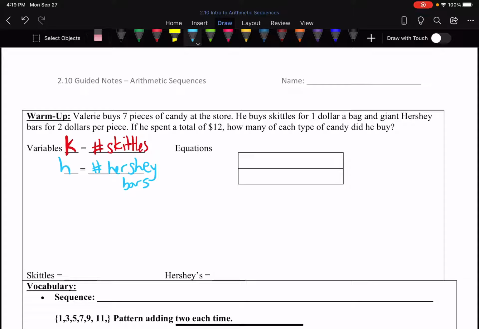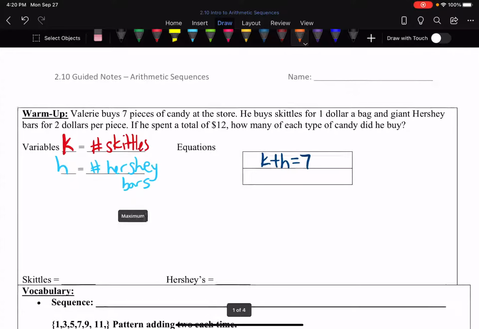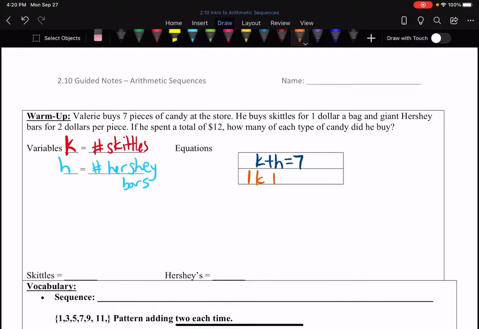So I know that there's a total of 7 pieces of candy. I know these candies are either Skittles or Hershey bars, so I can say K plus H is equal to 7. And then I know he spent a total of $12. Each bag of Skittles was $1 and each Hershey bar was $2. So if I'm writing an equation for that, I can say 1K plus 2H is equal to the total amount of $12. So now we've got to solve this system of linear equations.